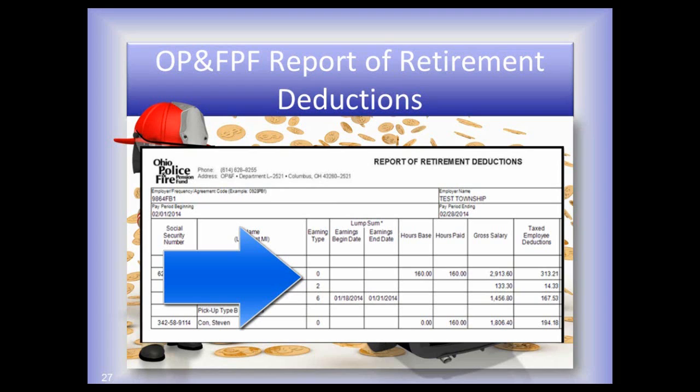Whether the member actually worked the holiday or not is only used to determine their pay amount, which is dictated by the entity's contracts, legislation, and policy, not how it should be reported on the OP&FPF report of retirement deductions. If the answer to the scheduling question is yes, the holiday pay should be included in Code 0, regular pay. Hours paid and base hours are not inflated. The amount paid simply reflects the holiday premium, which becomes part of the member's base pay.